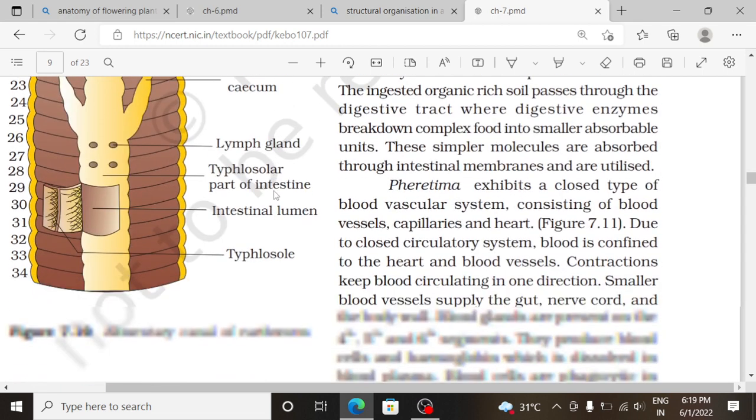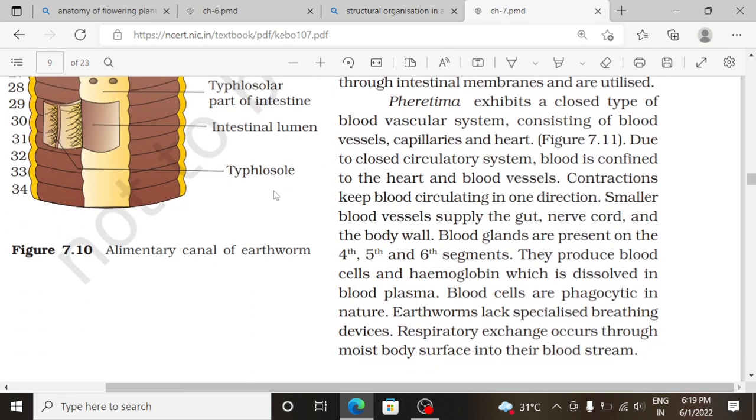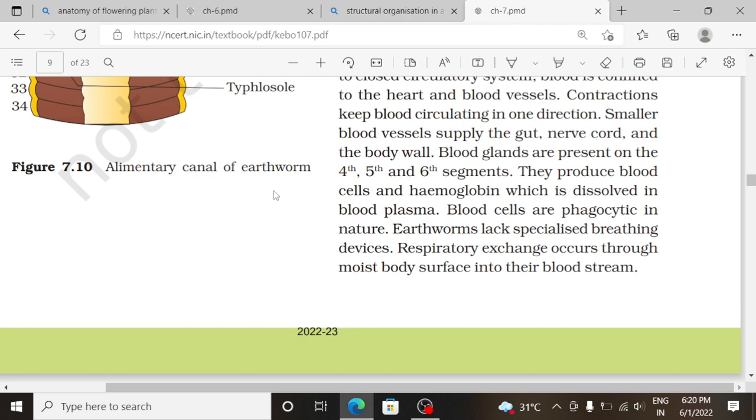Pheretima exhibits a closed type of blood vascular system consisting of blood vessels, capillaries and heart. Due to the closed circulatory system, blood is confined to the heart and blood vessels. Contractions keep blood circulating in one direction. Smaller blood vessels supply the gut, nerve cord and the body wall. Blood glands are present on the 4th, 5th and 6th segments. They produce blood cells and hemoglobin, which is dissolved in blood plasma. Blood cells are phagocytic in nature.